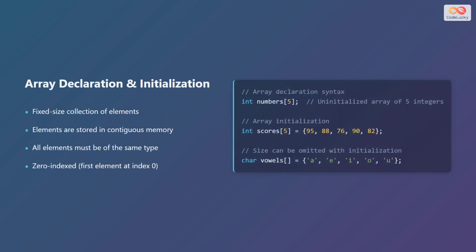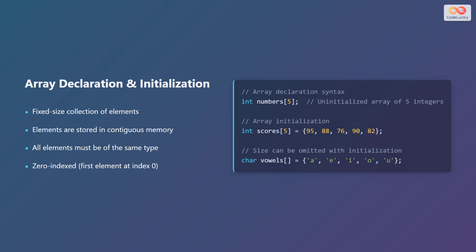Let's start with array declaration and initialization. Arrays represent a fixed-size collection of elements. These elements are stored in contiguous memory locations, meaning they are next to each other in memory. It's crucial that all elements within an array are of the same data type, such as integers, characters, or floating point numbers. Arrays are zero-indexed, so the first element is at index 0.